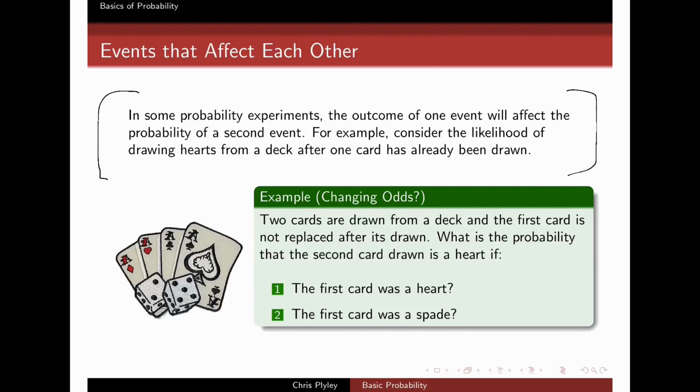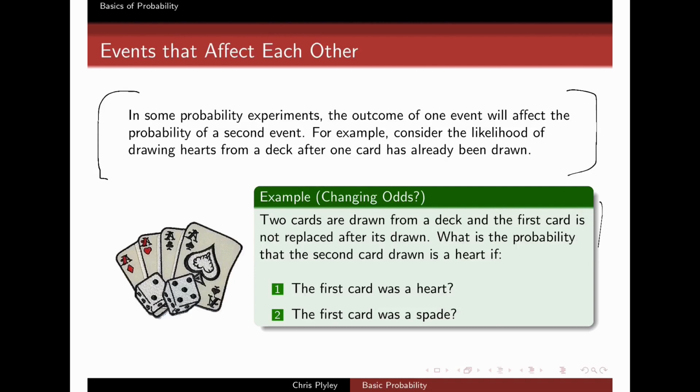Let's think about a nice easy example with a deck of cards. What I'm going to do is have two cards drawn from my deck, and the second card will be drawn without putting the first card back in. So I'm going to fan out my cards, have somebody pull a card, and have somebody else pull a different card without putting that first card back in.